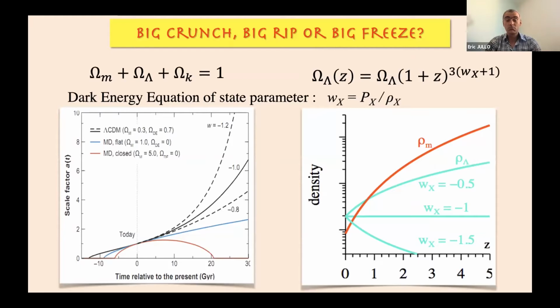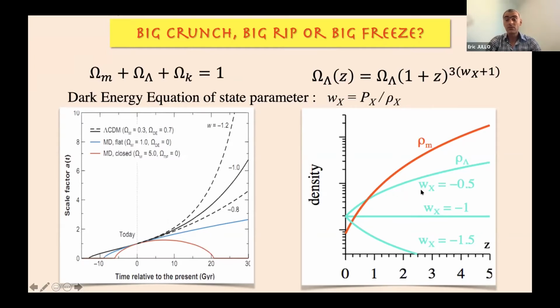Of course, most of you probably know it, but on the left side you have different behaviors of the expansion of the universe depending on the type of cosmology. If you have a lambda CDM closed universe, then you have these black curves. If you have a flat universe, then you have this blue curve, the steady state expansion. And the red curve is a closed universe with a big crunch type universe.